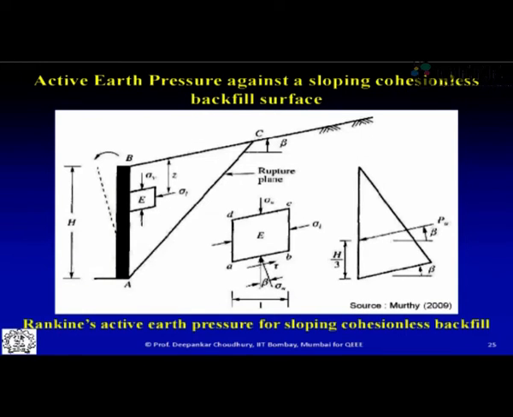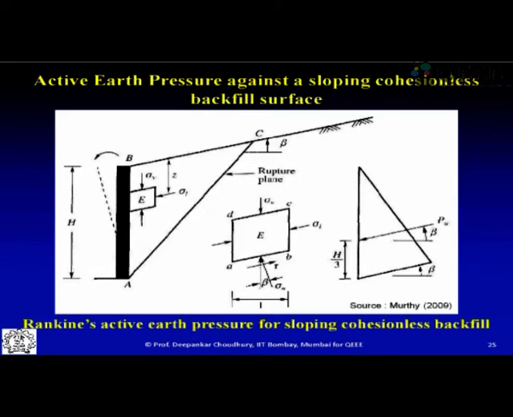So if we have a sloping cohesionless backfill, the same Rankine theory we can extend further. Earlier we considered the vertical backface of the wall and the horizontal ground on the back side of the wall. Now we are considering an inclined ground on the backfill side, which is inclined at an angle of beta with respect to horizontal. Now, the Rankine theory says that this active earth pressure will be parallel to the slope of the ground surface. Whatever the slope is, it will act parallel to it.